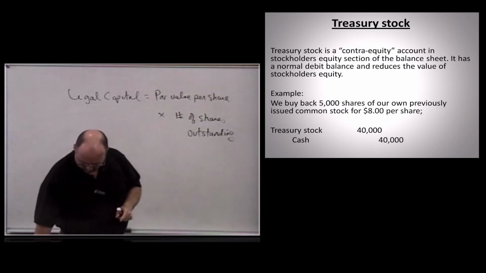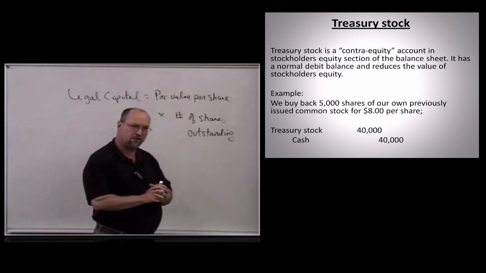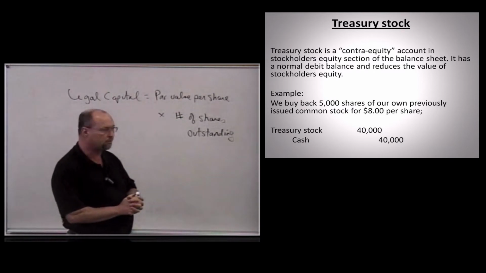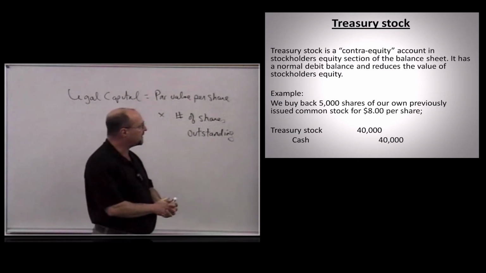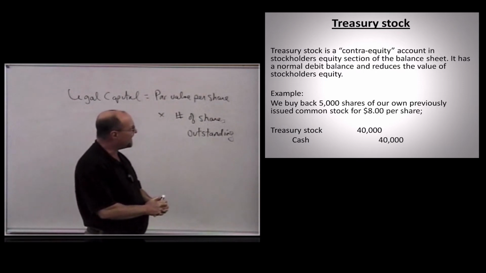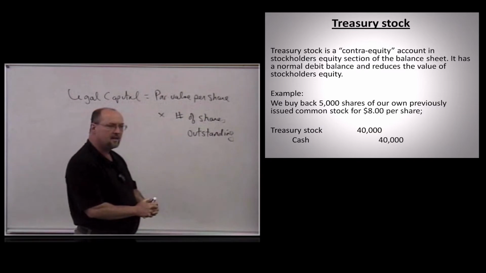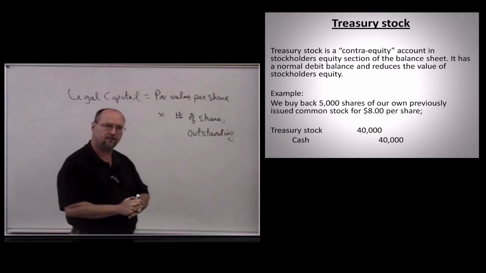Okay, now, we also have something called Treasury Stock. This is another new stockholders' equity account. Let's go ahead and just read the slide together. Treasury Stock is a contra equity account. Okay, here comes another contra account.